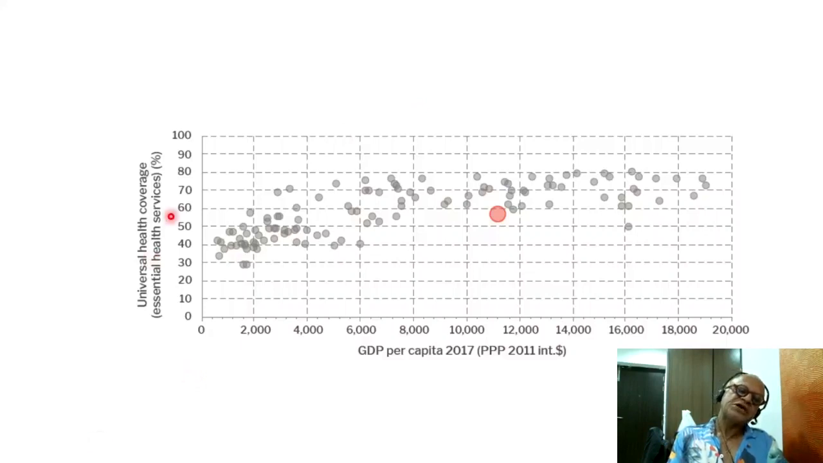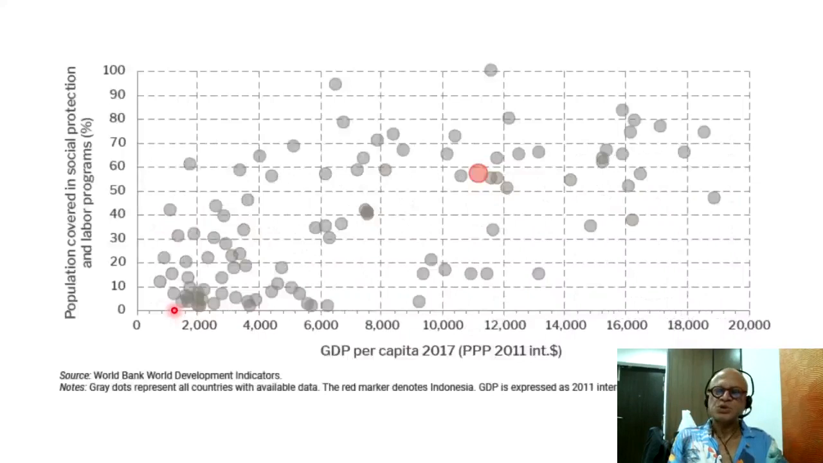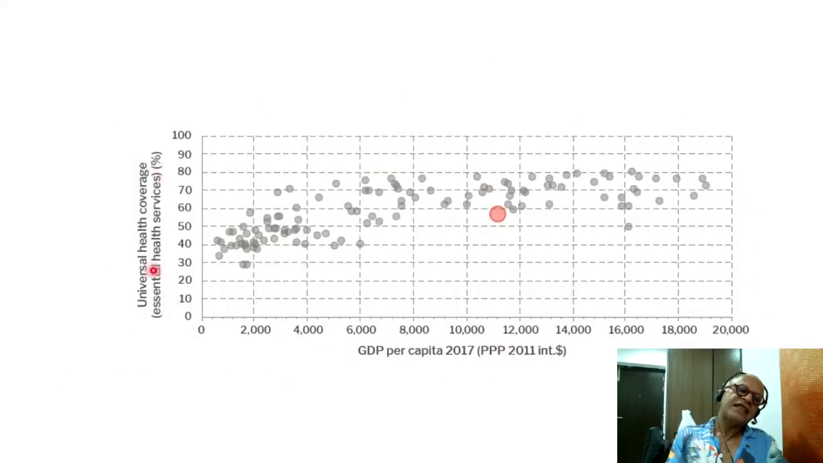Universal health coverage, again Indonesia, let me make sure, red dot is always Indonesia. Yeah, universal health coverage, essential health services, GDP per capita. So here again, in many countries generally health coverage goes up, but it saturates at about 80%. This is true even for a country like the US. Many times costs are overbearing even if the per capita GDP goes up.